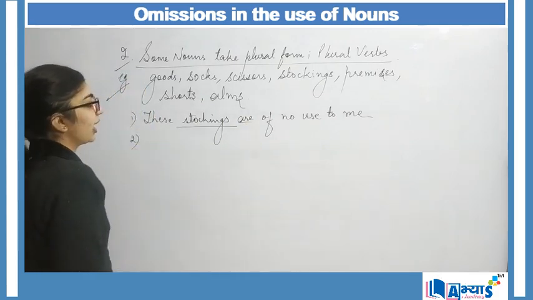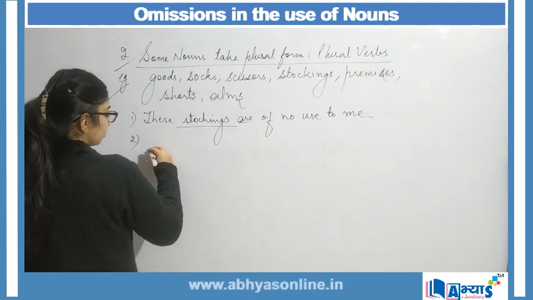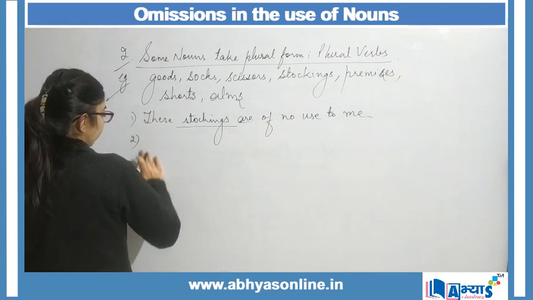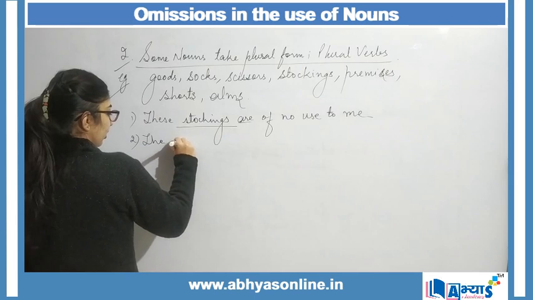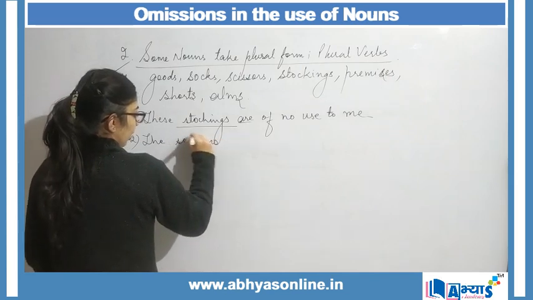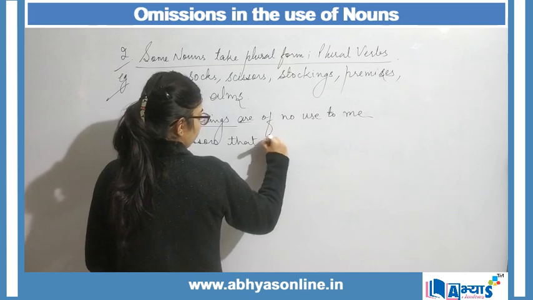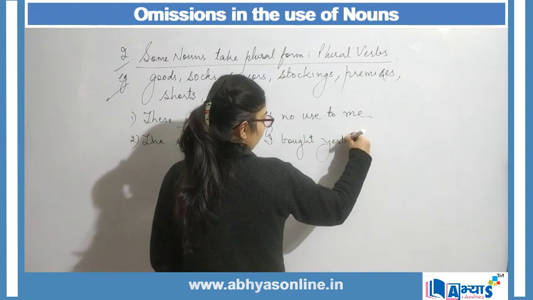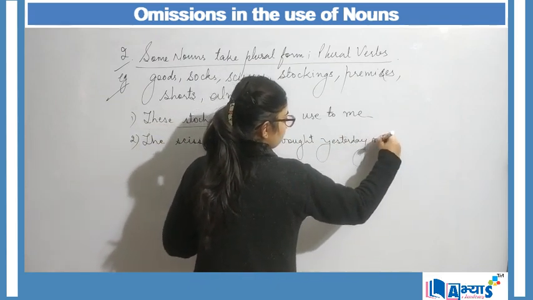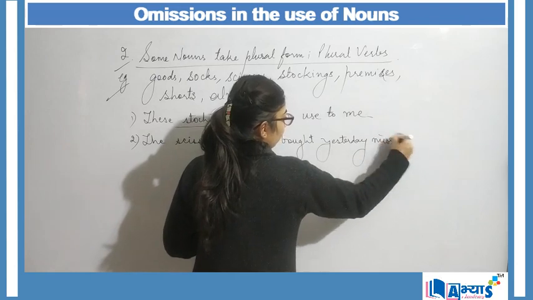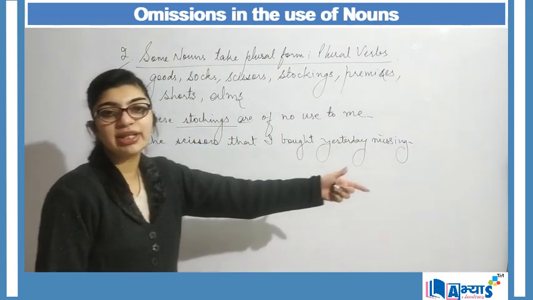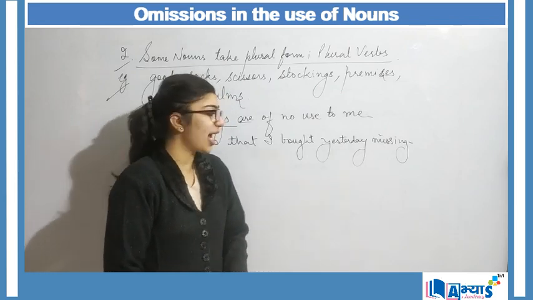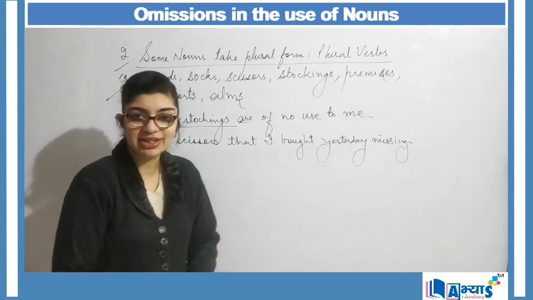Then another example can be, the scissors that I bought yesterday missing. Now when I say the scissors that I bought yesterday missing, here my sentence is incomplete. Why? Because I feel that there is a verb over here which is missing.